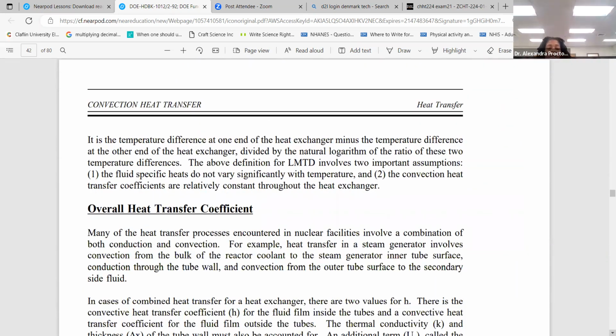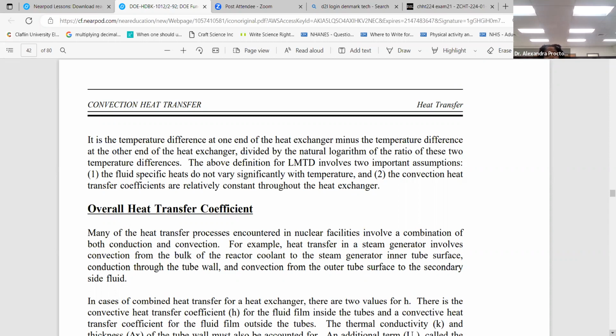So it is the temperature difference at one end of the heat exchanger minus the temperature difference at the other end of the heat exchanger, divided by the natural logarithm of the ratio of these two temperature differences. The above definition of LMTD involves two important assumptions. One, the fluid specific heats don't vary significantly with temperature. And two, the convection heat transfer coefficients are relatively constant through the heat exchanger.